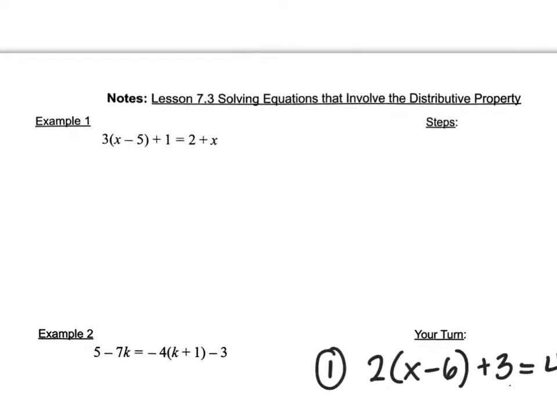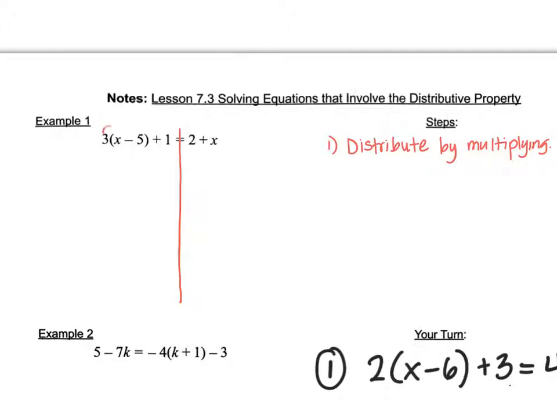So the first thing that we're going to do is we're going to distribute, which means to multiply the number that's outside the parentheses with everything that's inside. And of course, I'm still going to do the fence, and we'll do the box and the circle once we get to the point where we can actually do it. And so we want to distribute first.